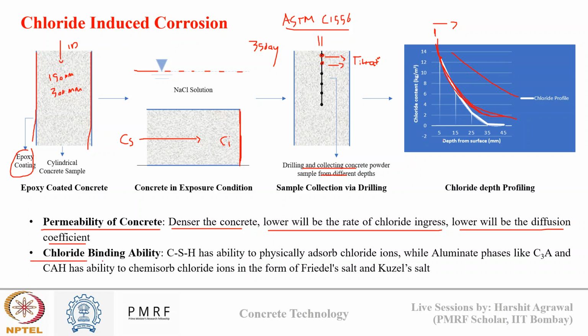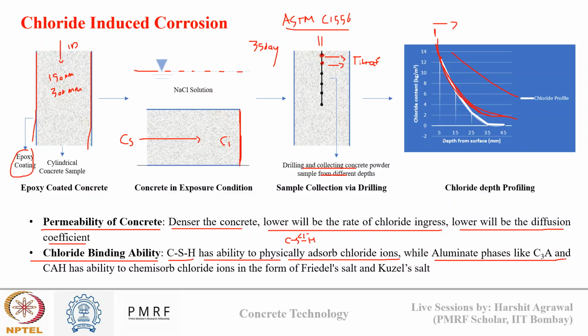And second is the chloride binding ability. It is not that concrete is not interacting with chlorides. Concrete can interact with chloride. There are certain cement phases that can interact with chloride. How? C-S-H inside concrete has the ability to physically adsorb chloride ions. On the surface of C-S-H, chloride ions can get physically adsorbed while they are diffusing through concrete.